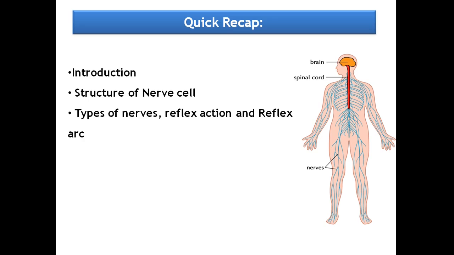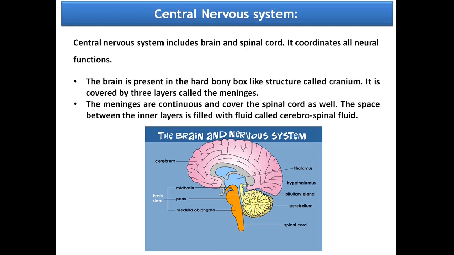Our nervous system is broadly divided into the central nervous system and the peripheral nervous system, and again, many subdivisions are there. Let's first study the central nervous system. The central nervous system includes the brain and spinal cord. It coordinates all neural functions.